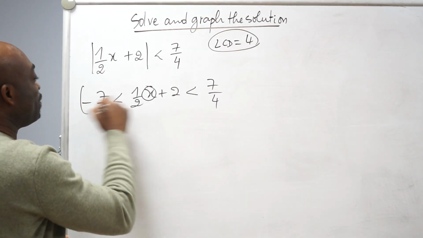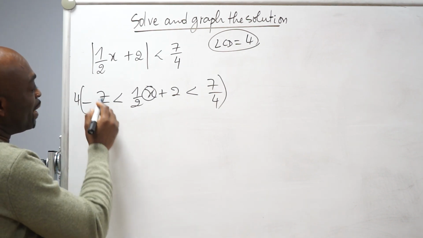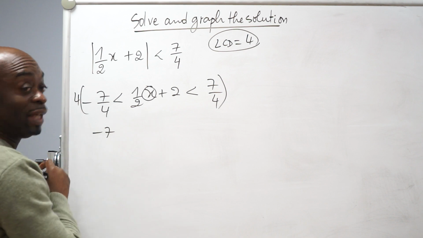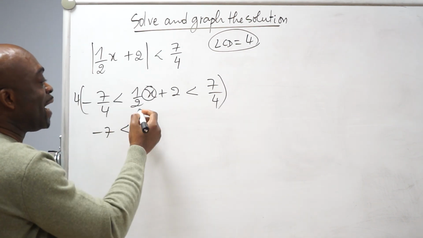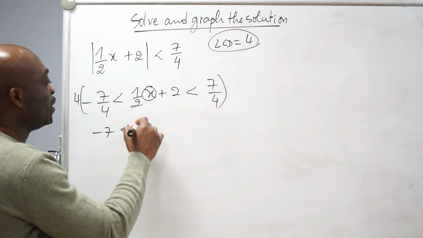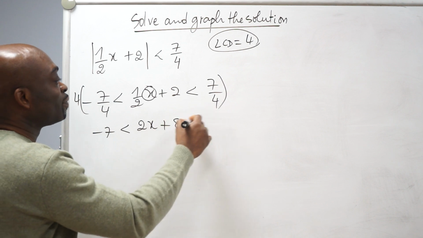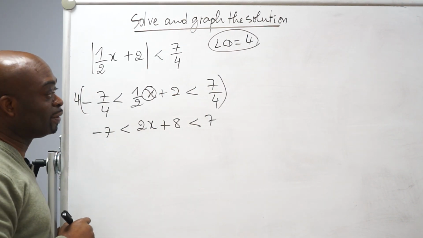So we're multiplying everybody by 4. If you multiply 4 by negative 7/4, the 4s cross out, and you only have negative 7 left for the first one. Now if you multiply 4 by 1/2, it is 2, so it's 2x here. And 4 times 2 is 8. Then less than, the 4s cross out, and this one is 7.